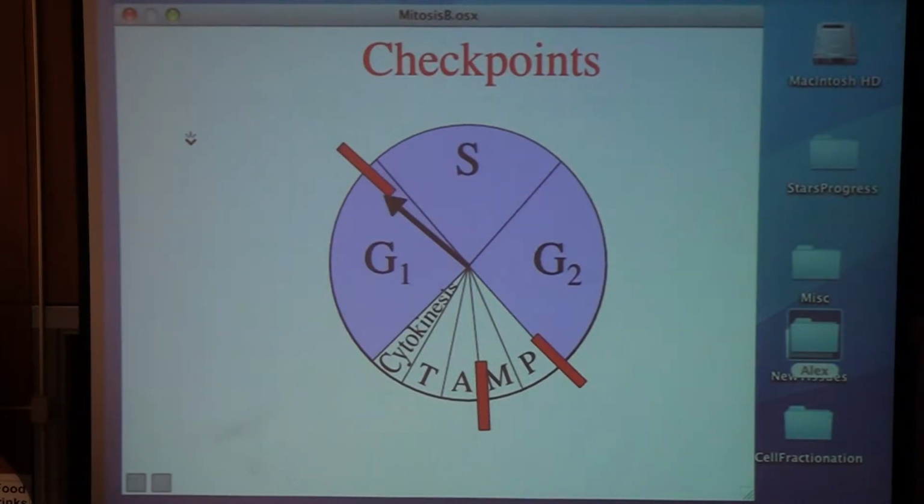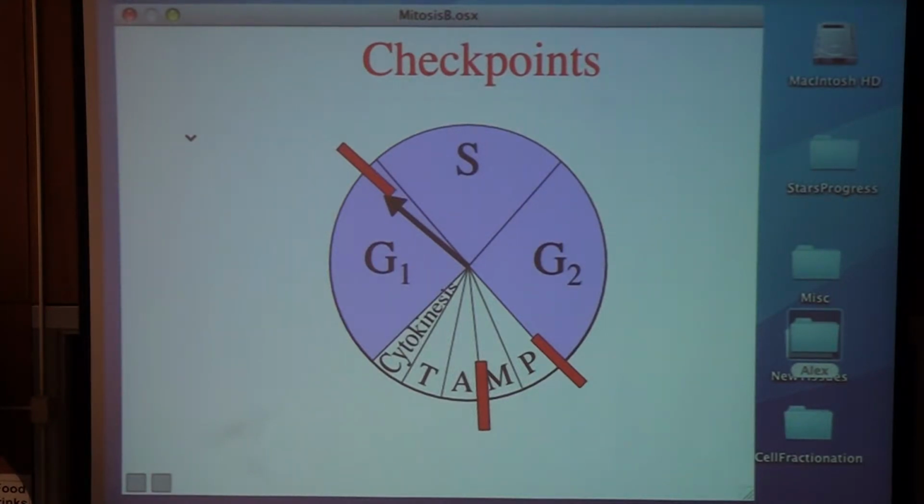Now look at these 3 checkpoints in a little bit more detail. Of the 3 checkpoints, the G1 is the most important, because for the cells in your body that are not dividing, that's where they're stopped. This is sort of the normal stopping point for cells in your body that are not supposed to be dividing. It's sometimes called the restriction point of the cell cycle, or it's sometimes called G0 phase.